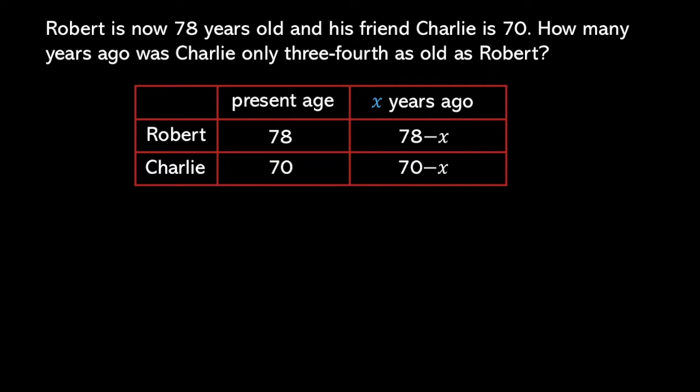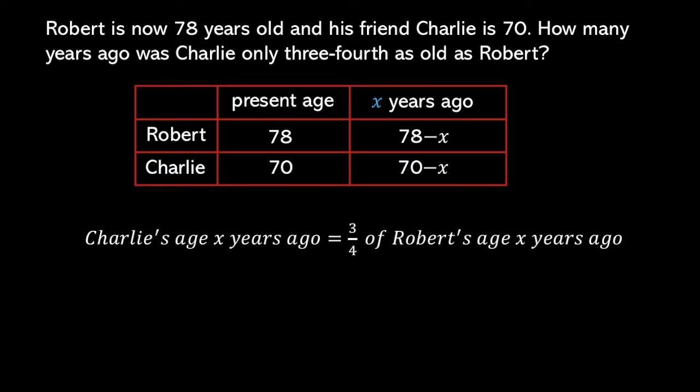The problem wants to identify how many years ago was Charlie only 3/4 as old as Robert. This means that we want to know when it is that Charlie's age, x years ago, is equal to 3/4 that of Robert's x years ago. From our table, we can represent these with variable x. We have 70 minus x, Charlie's age x years ago, equals 3/4 times (78 minus x), Robert's age x years ago. We can now start solving for x.